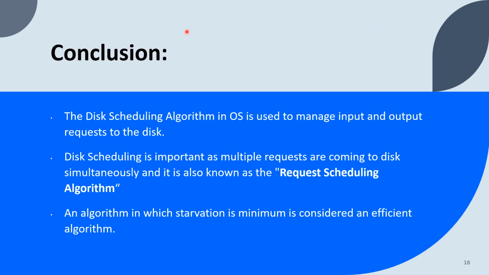Now, let's conclude today's video. The disk scheduling algorithm in an OS is used to manage input and output requests to the disk. Disk scheduling is important as multiple requests are coming to the disk simultaneously, and it is also known as request scheduling algorithm. An algorithm in which starvation is minimum is considered an efficient algorithm.